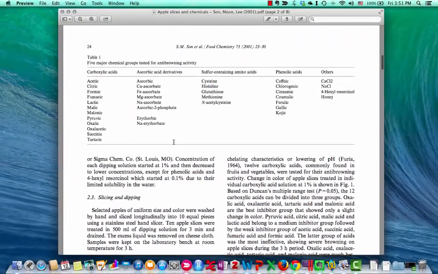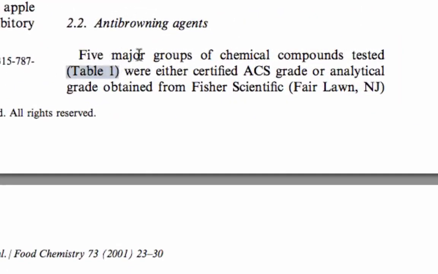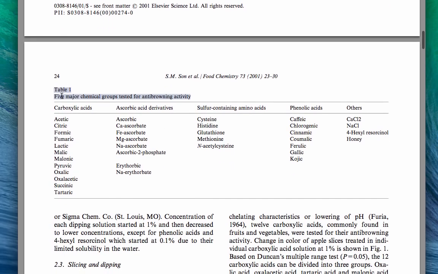Okay, one other thing I want to note is this here. Table 1, 5 major groups of chemical compounds tested. And then here's Table 1. You can see up here at the top is the title of the table: Table 1, 5 major chemical groups tested for anti-browning activity. And then we can look at this table and we can see all the chemicals that they used.